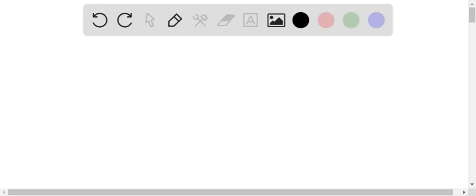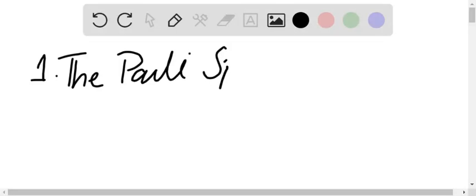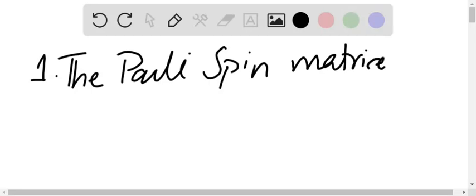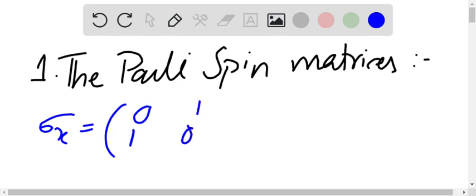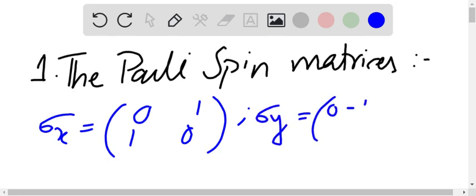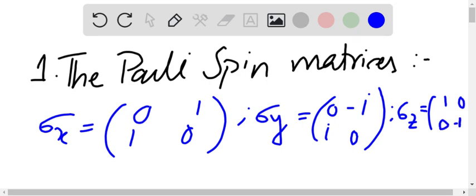So before solving this problem, we must know that the Pauli spin matrices are: sigma x is equal to [0, 1; 1, 0], sigma y is equal to [0, -i; i, 0], and sigma z is equal to [1, 0; 0, -1].